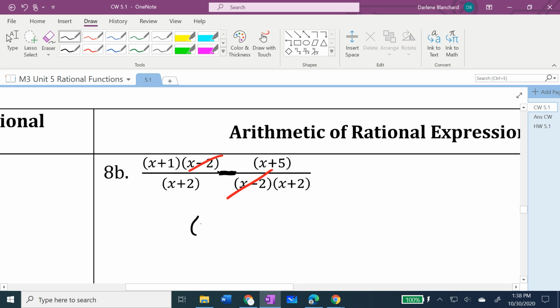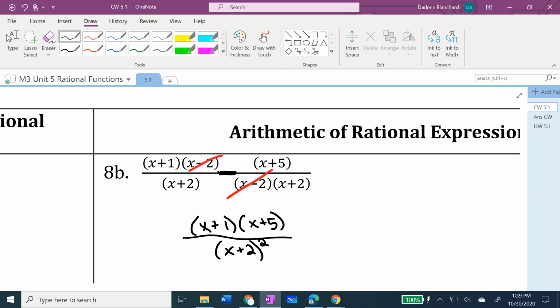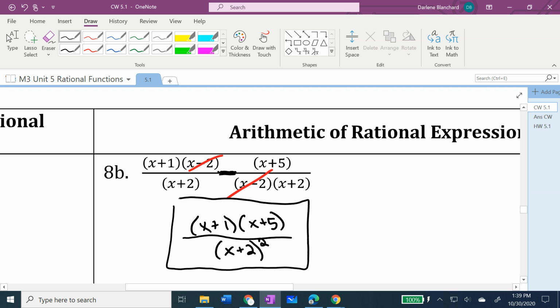And now I just say, well, x plus 1 times x plus 5 in the numerator, and in the denominator, I can write that a little bit more simply by saying x plus 2 quantity squared. You do not have to expand your numerator or your denominator. With each polynomial, the numerator polynomial and the denominator polynomial, they just need to be written in either expanded simplified form or factored simplified form.